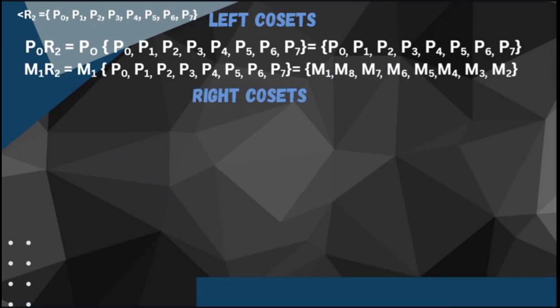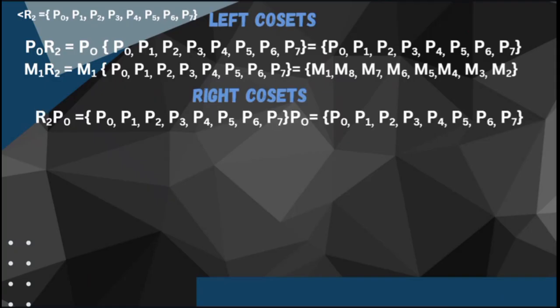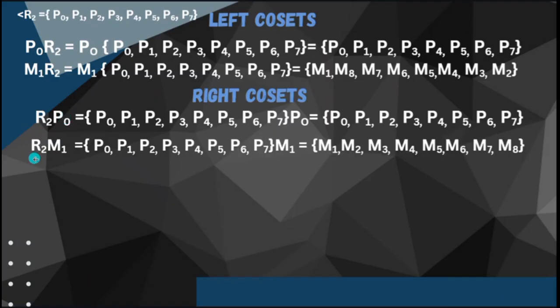Next, for right cosets, R sub 2 multiplied by rho sub 0. Like what I said earlier, the result is the same as the elements of our subgroup because we multiplied R sub 2 by rho sub 0, which is our identity element. Next, R sub 2 multiplied by mu sub 1. The result is mu sub 1, mu sub 2, mu sub 3, mu sub 4, mu sub 5, mu sub 6, mu sub 7, and mu sub 8.